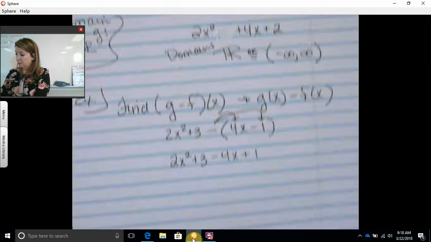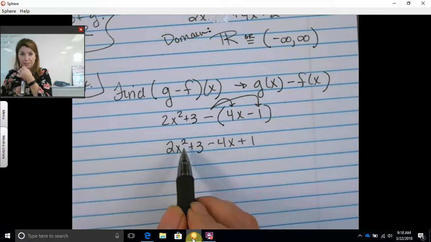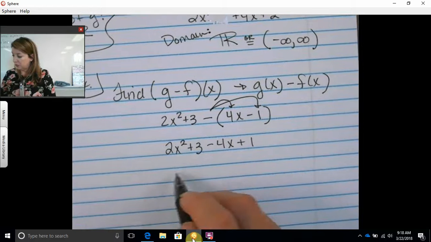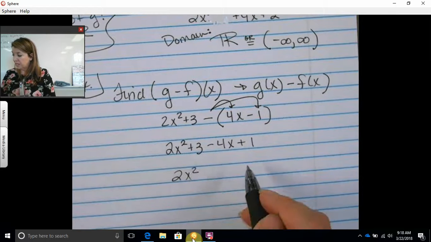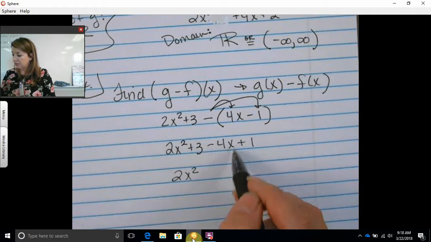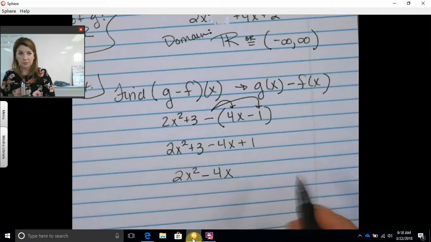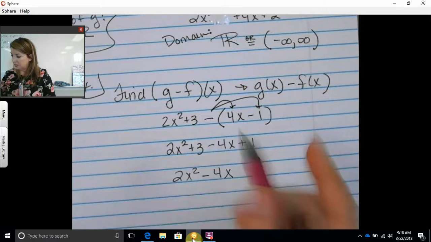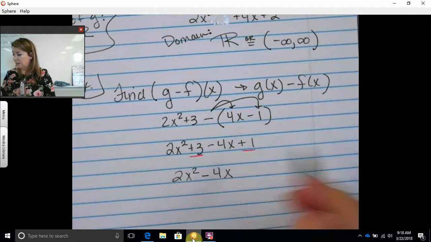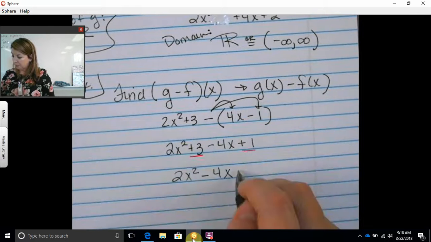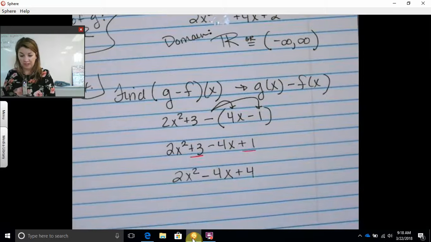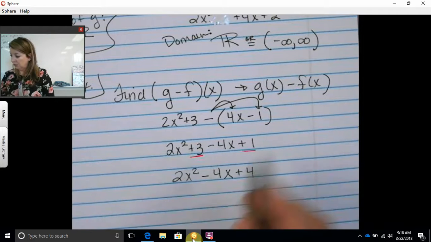Combine like terms. My highest degree is 2, the quadratic term. There's nothing to combine it with, so 2x squared. My next highest degree is 1 for this linear term. No like term, so I'll just bring it down. And then I do have two constants like I did before. Positive 3 and positive 1 make positive 4. What's my domain there? All real numbers.